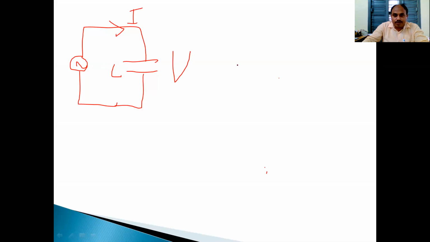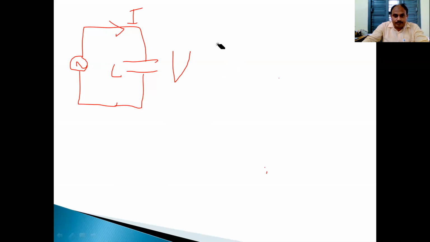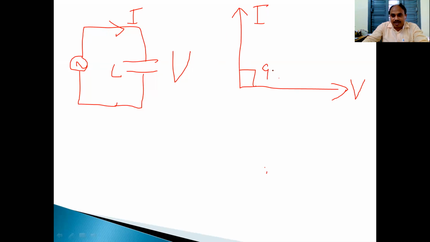So in a pure capacitor, if you take voltage as the reference, the current leads the voltage by 90 degrees. So this is the current value. The current leads the voltage by 90 degrees. Here also it is 90 degrees, but leading.